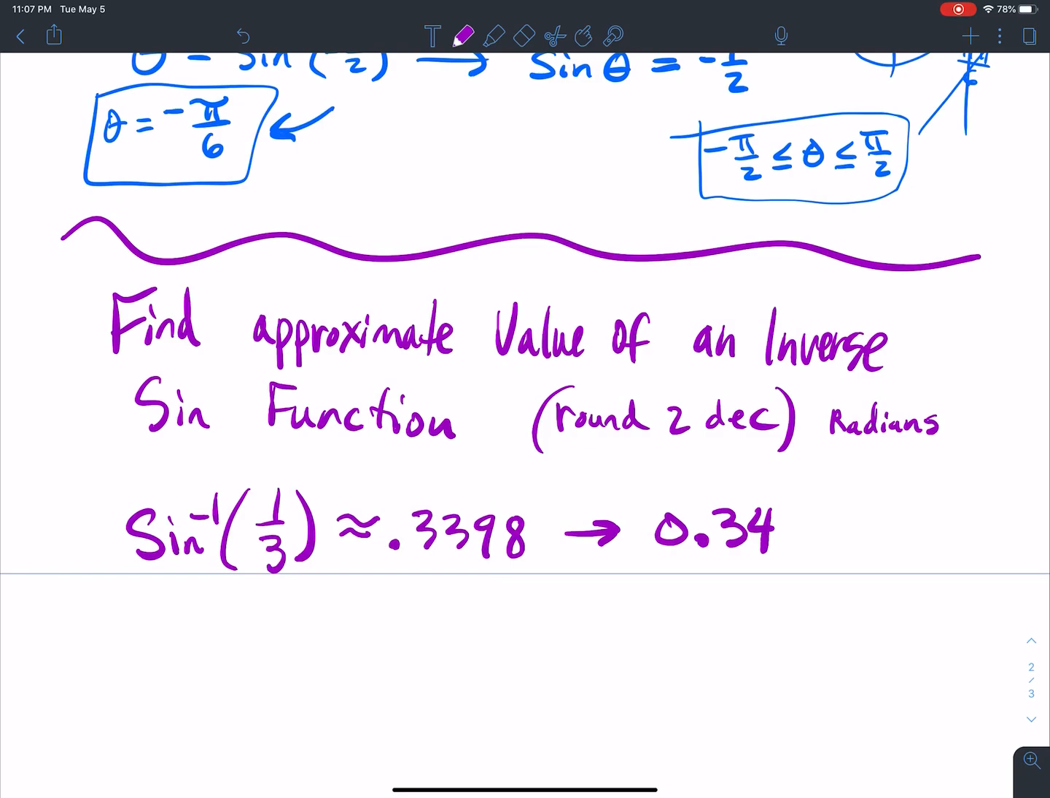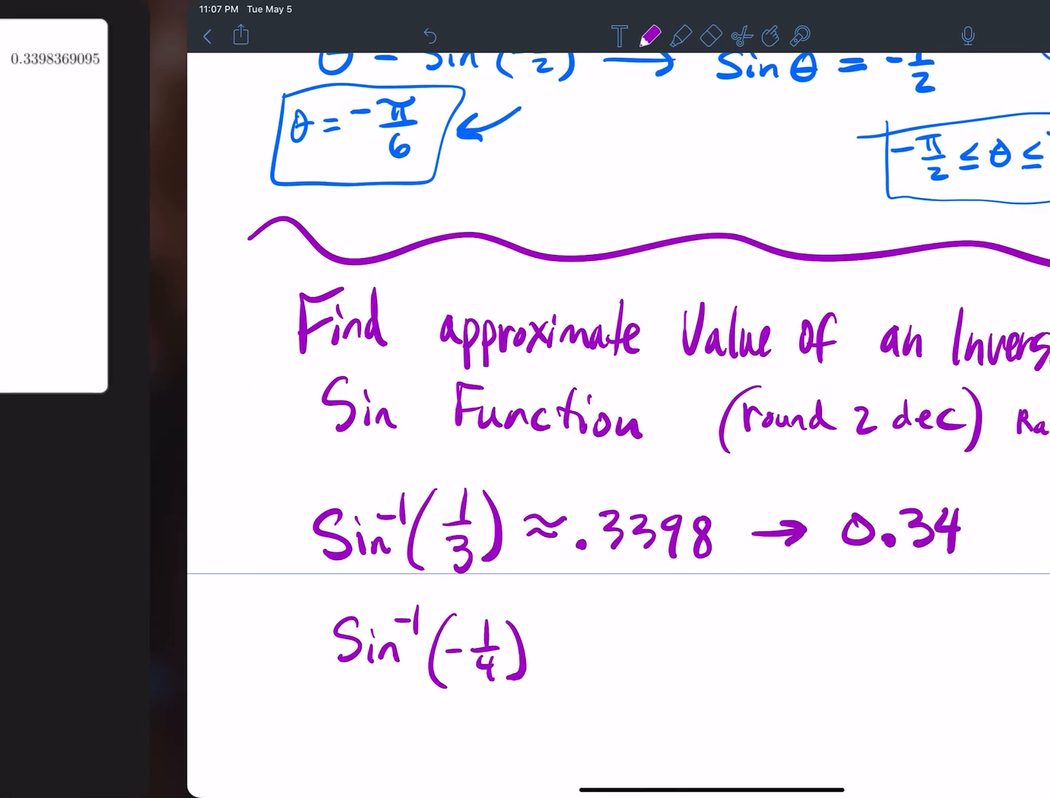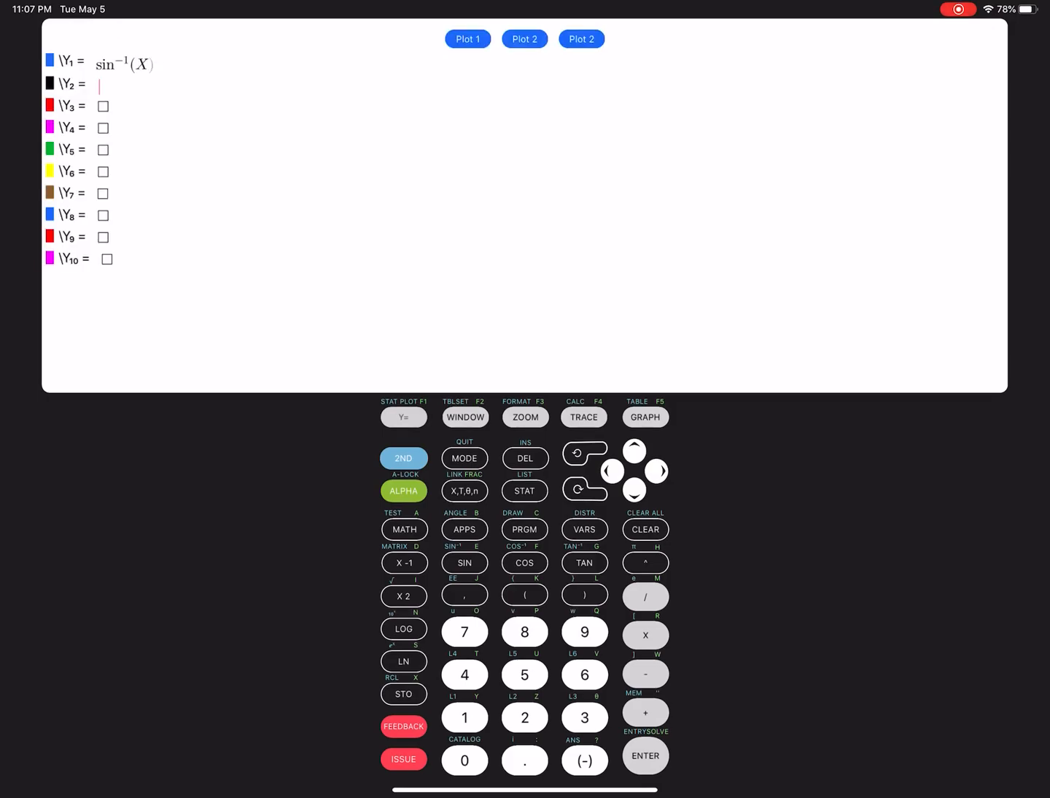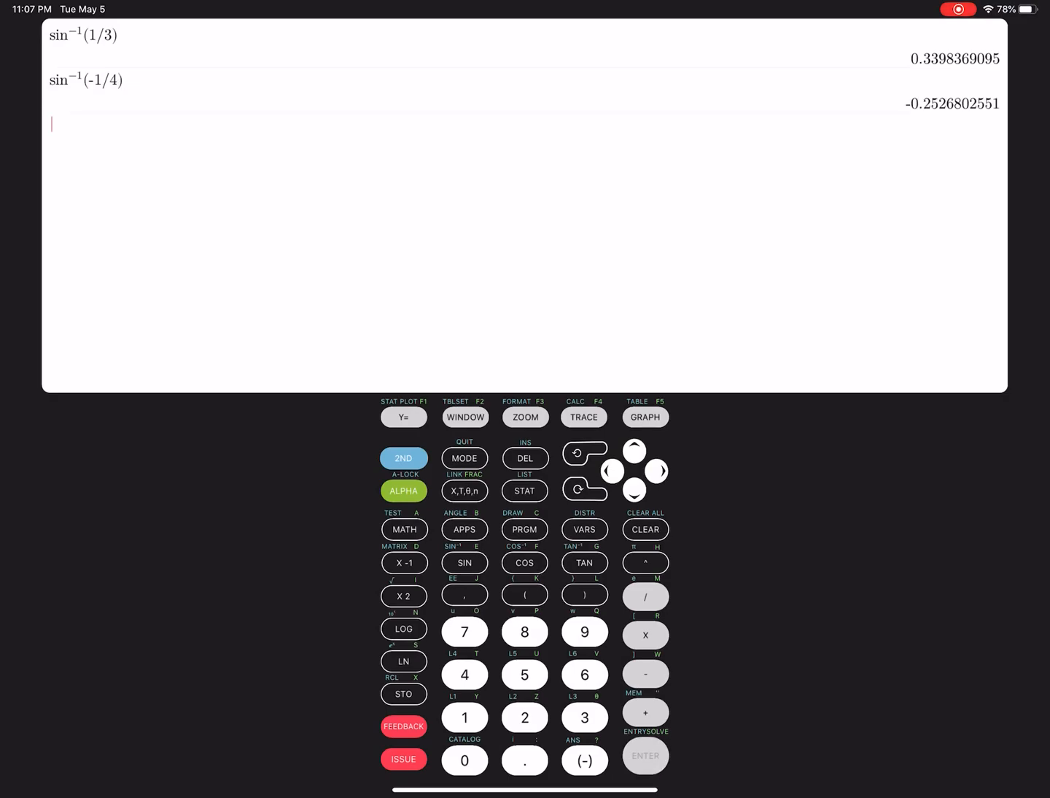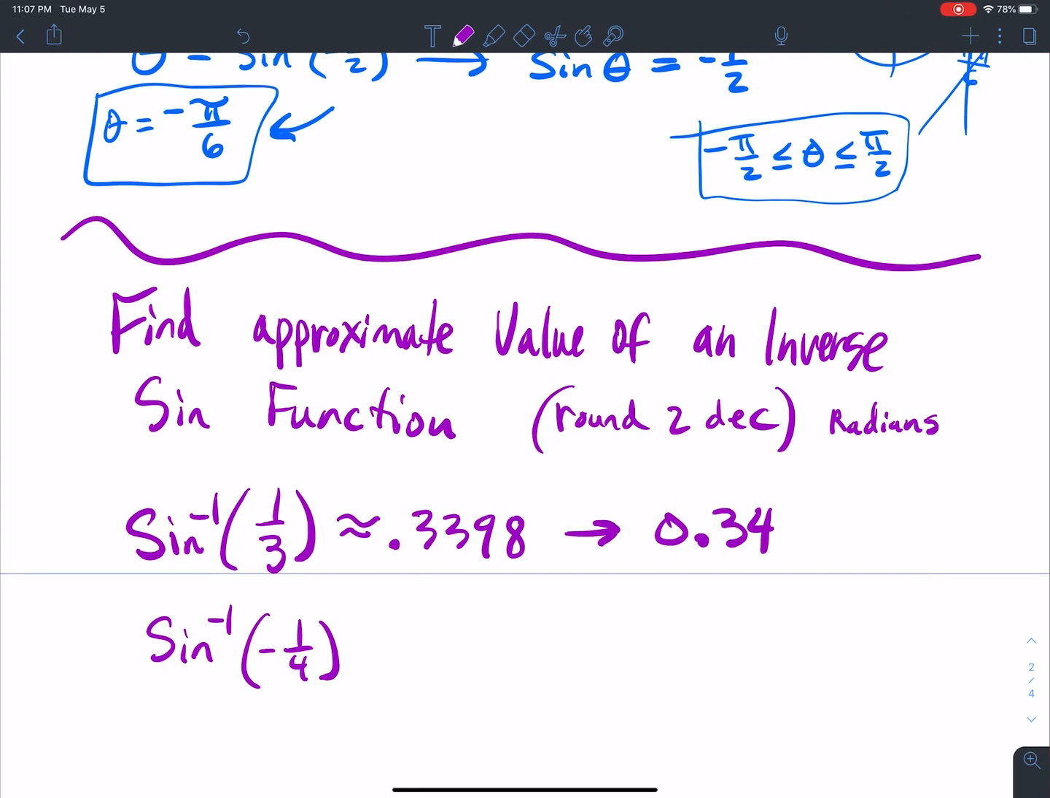Now try sine inverse of negative 1/4. Sine inverse of negative 1/4, close parentheses: negative 0.25. Huh. Negative 0.25.